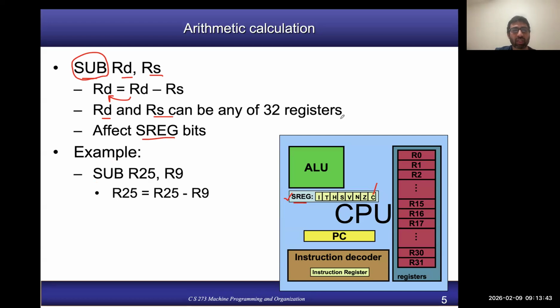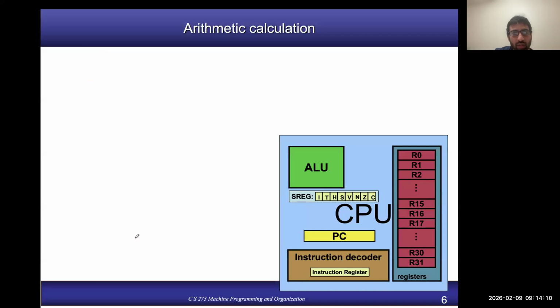Okay. So here is an example. Sub R25, R9. So content of R9 will be subtracted from R25, and the result of the subtraction will be placed in R25. Okay. So R25 is both a source and a destination, but R9 is only a source. Another example, subtract R17, R30. So content of R30 will be subtracted from that of R17, and the result will be placed in R17. Okay. I think it is pretty straightforward. But if you have any question, feel free to stop me.